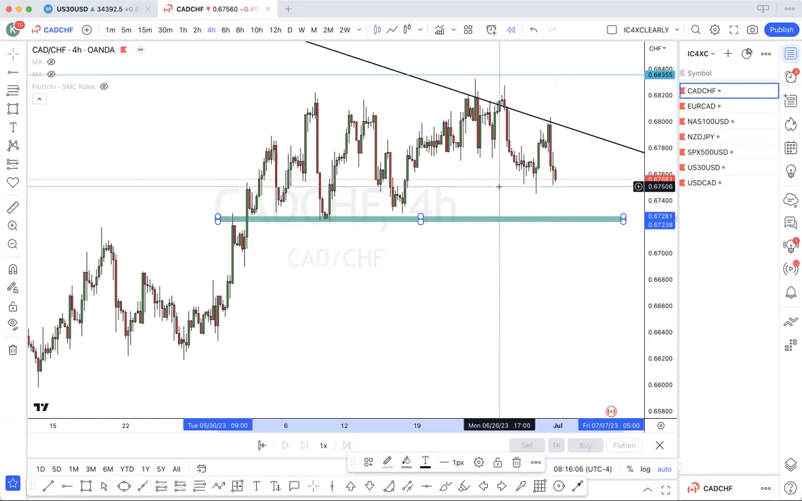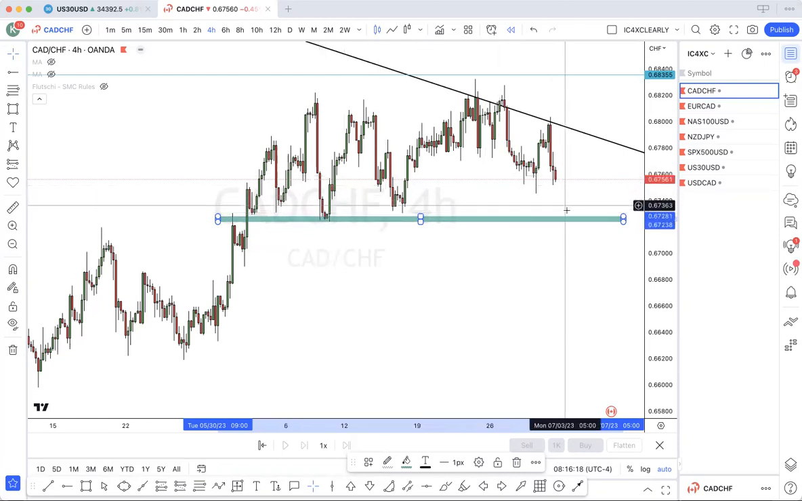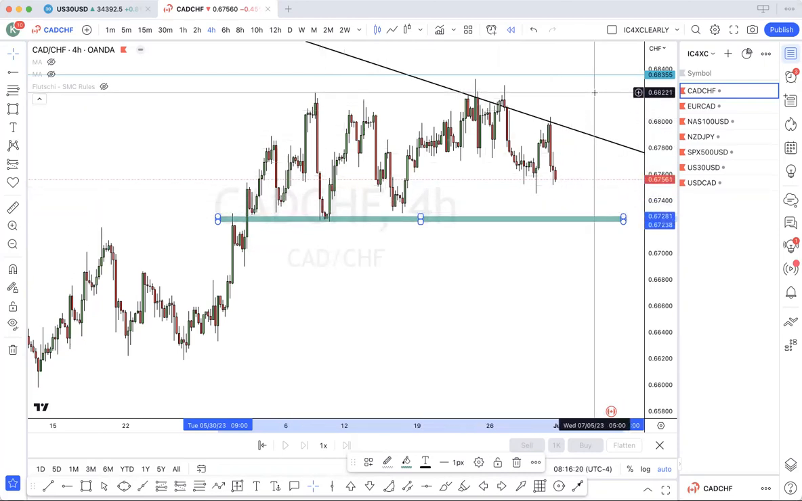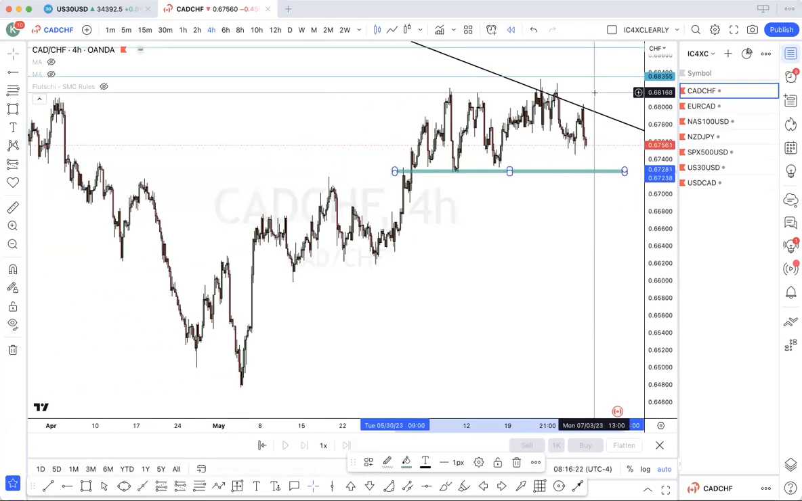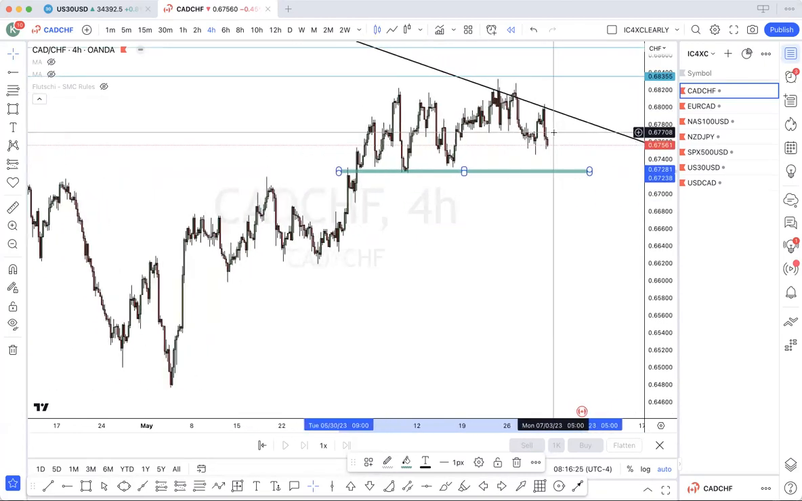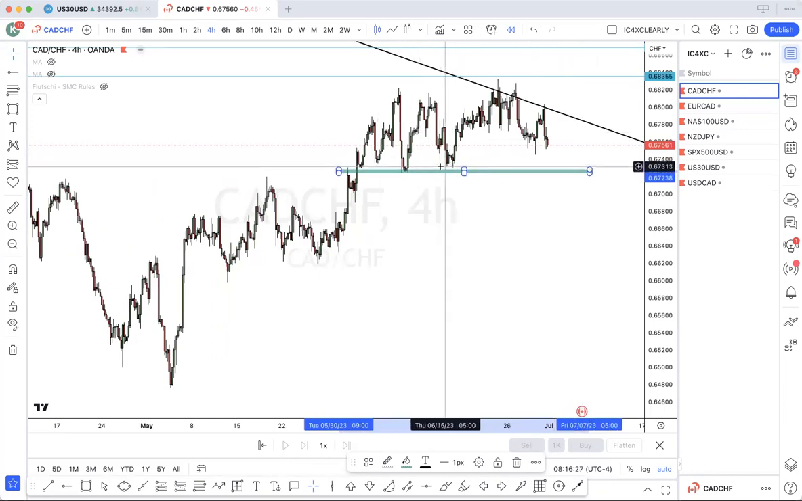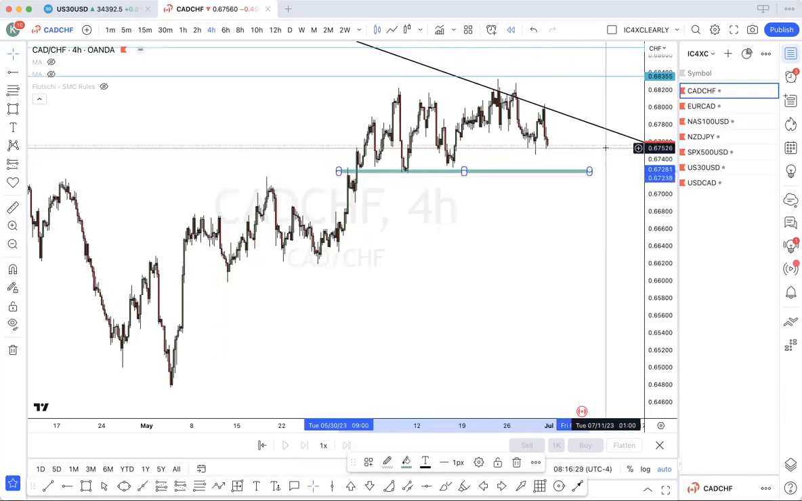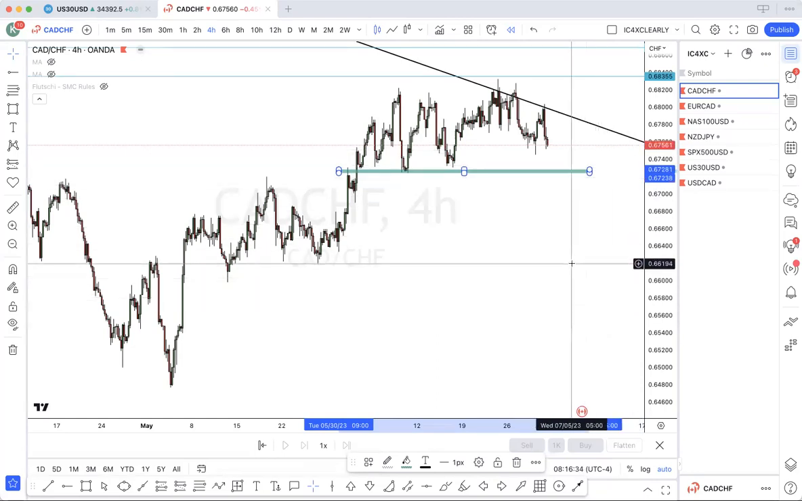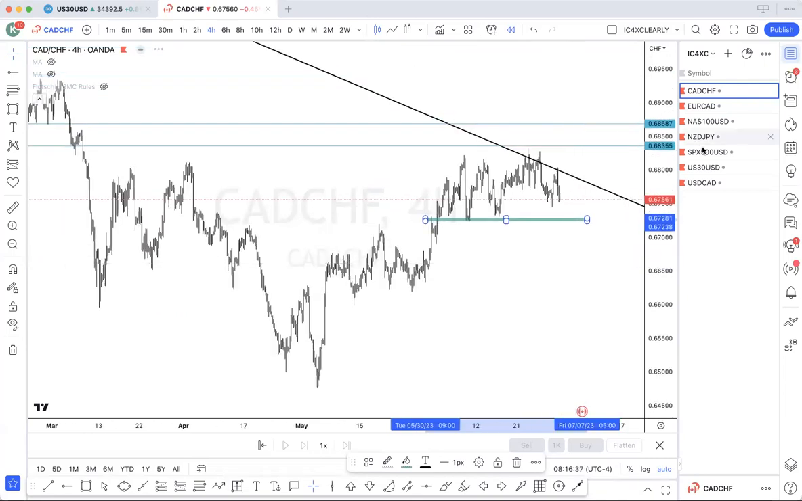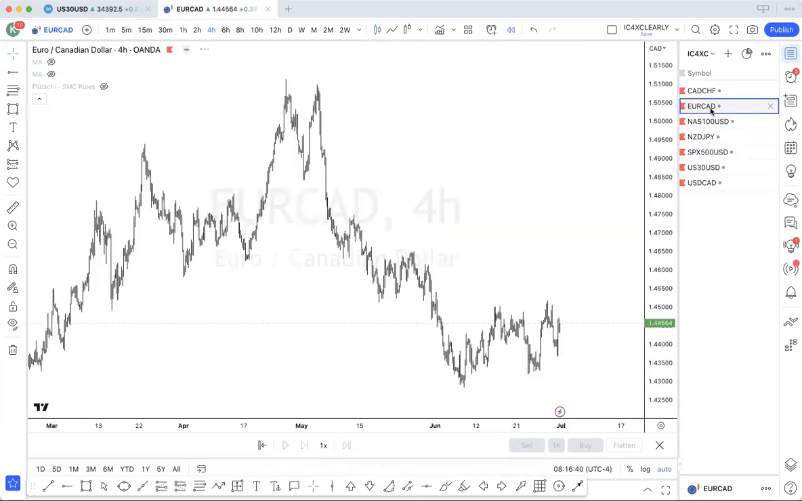Once price can come in, there's an imbalance right here that hasn't been tapped into. So price can come down here and continue buying up. Okay. Now, if price breaks this zone here, this key level here, then I would look for a pullback for a continuation of a sell. Okay, that's a CAD Chef.